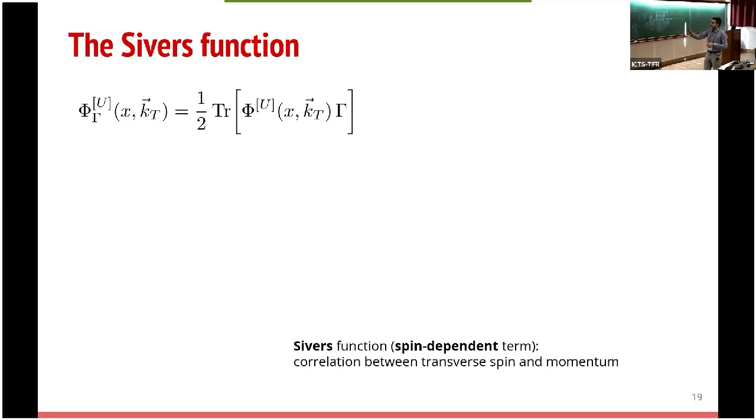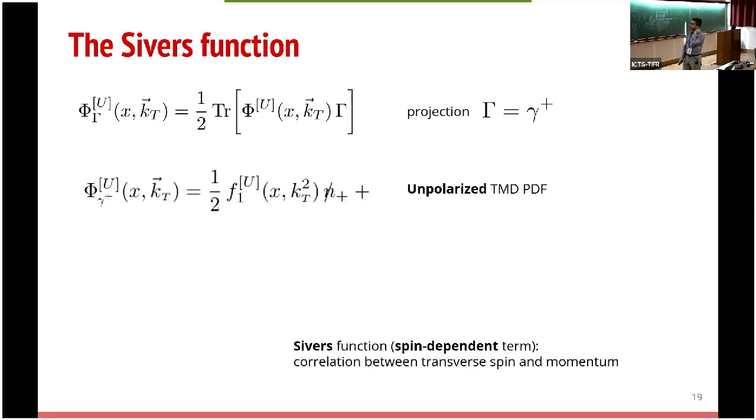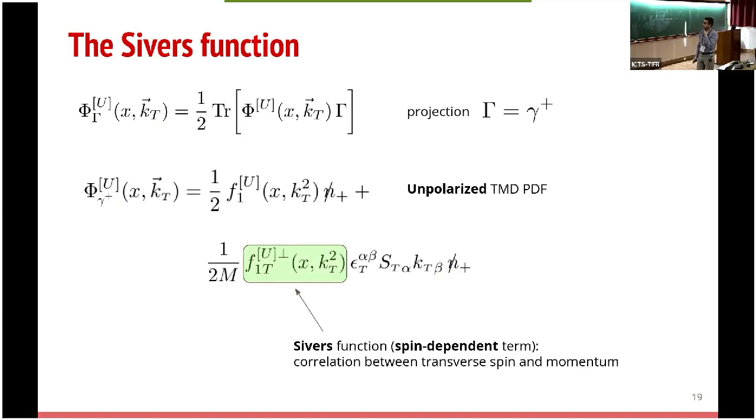If you take your TMD correlation function and calculate the projection of this correlation function with the gamma plus matrix, so you take the trace of this object with capital gamma equal to gamma plus, you obtain specifically two functions. In the unpolarized case, if your nucleon is unpolarized, you only have the unpolarized parton distribution function. If you have a spin, you also have the Sivers function, which is the spin dependent term here, okay? It's this one. So you see that I added a gauge link dependence to these functions.